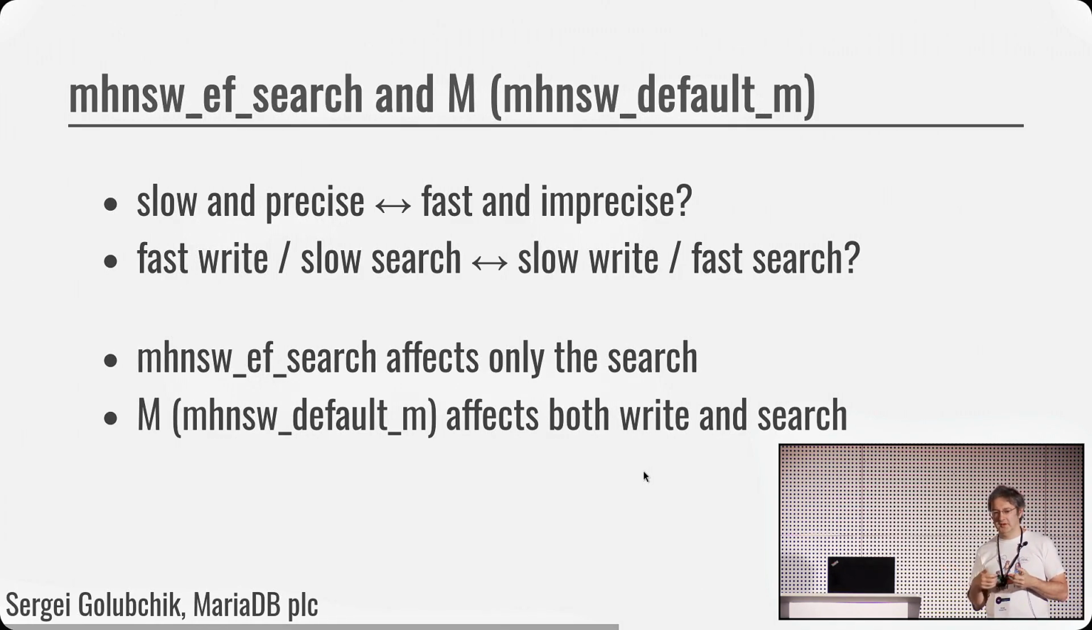Or if you need fast inserts, you can spend less time during inserts. Then you get an index that is not very good, and you can compensate for that by spending more time during the search, doing a more thorough search, and still get good precision. So basically you have two degrees of freedom, two dimensions: whether you want fast and imprecise or slow and precise, and whether you want fast inserts and slower selects, or slower inserts and faster selects. And that's why you have two variables, so that you can tune in both directions.